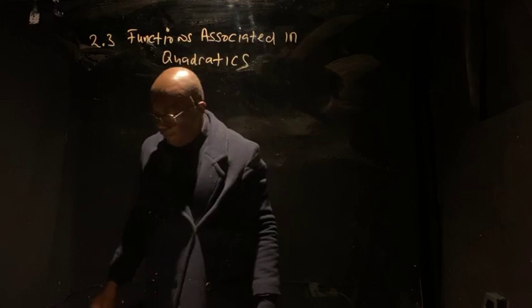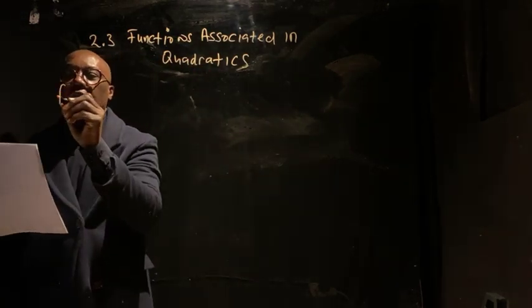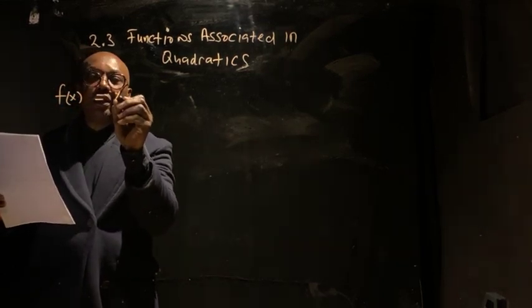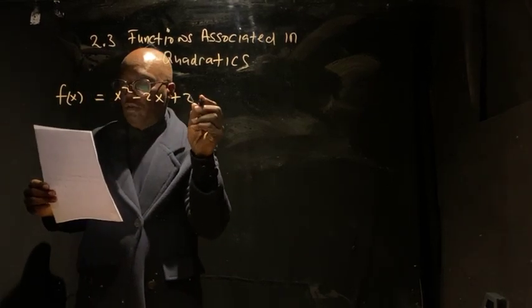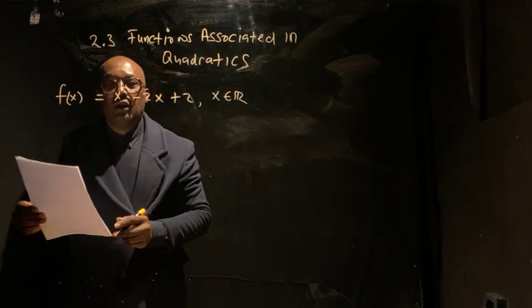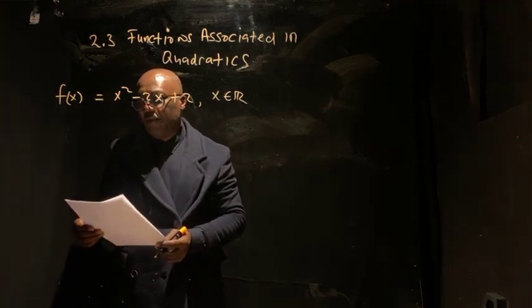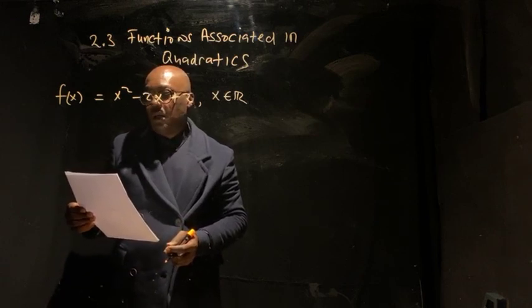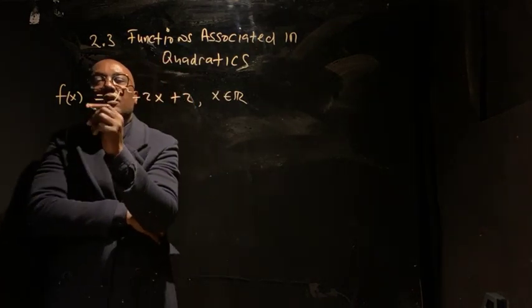Good, very good. Now, this was the given equation. The f of x is equal to x squared minus 2x plus 2, where x belongs to all real values of x. Good. And the question says that write f of x in the form of (x plus p) squared plus q. So this is what we can do.